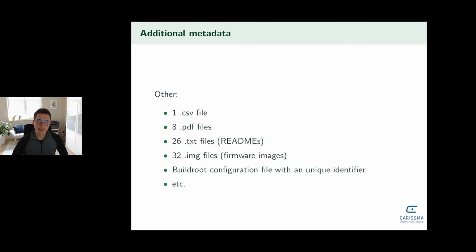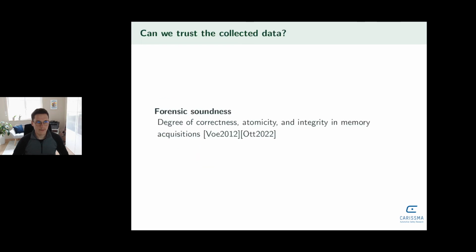Buildroot is a Linux tool used to create a Linux image, usually embedded images. In this case, Tesla used Buildroot, which is pretty awesome in my opinion. So now I've presented a lot of different metadata we collected, but this raises one question: can we trust the data?